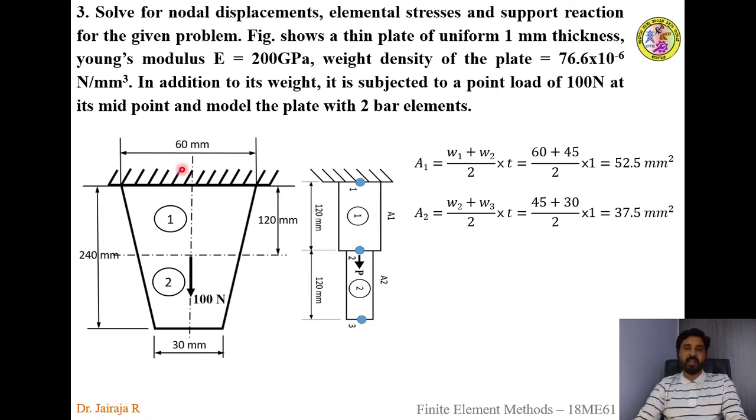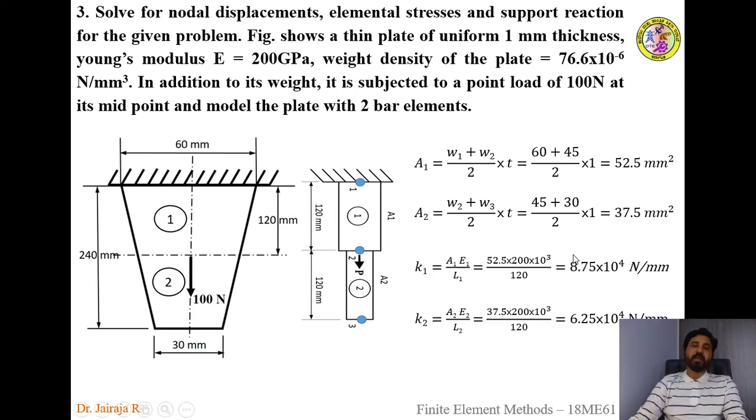Similarly, we need to calculate the area of element 2. A2 is equal to W2 plus W3, divided by 2. W2 is this width, 45, plus W3 which is 30 millimeter. So 45 plus 30 divided by 2 multiplied by thickness. So A2, the area for element 2, is 37.5 mm square. Then we need to find the stiffness K1 and K2 for element 1 and element 2. K1 is equal to A1 E1 divided by L1. Substitute the A1 value, E1 value and L1 value. K1 is equal to 8.75 into 10 raised to 4 Newton per mm.